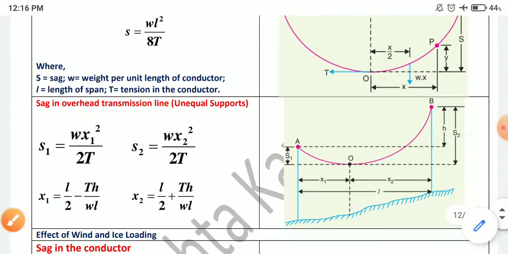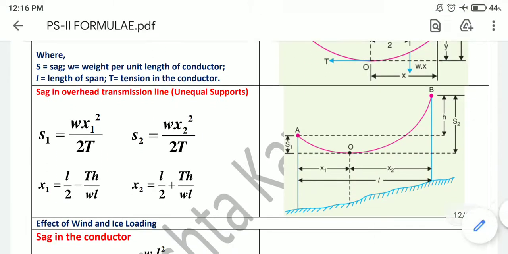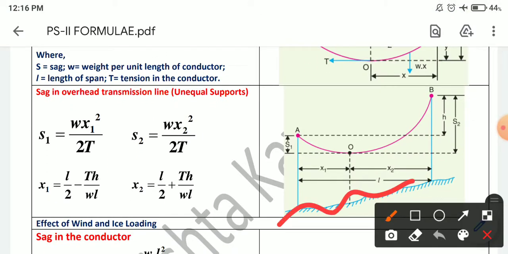But for unequal supports, this can happen in hilly areas where the ground is not a flat surface. In such a case, though the towers are of equal height, there is a difference in the level of the two supports. In this picture we can observe that tower A and tower B are placed at two different levels. Therefore the conductor is connected in such a manner that the sag appears at this point O.